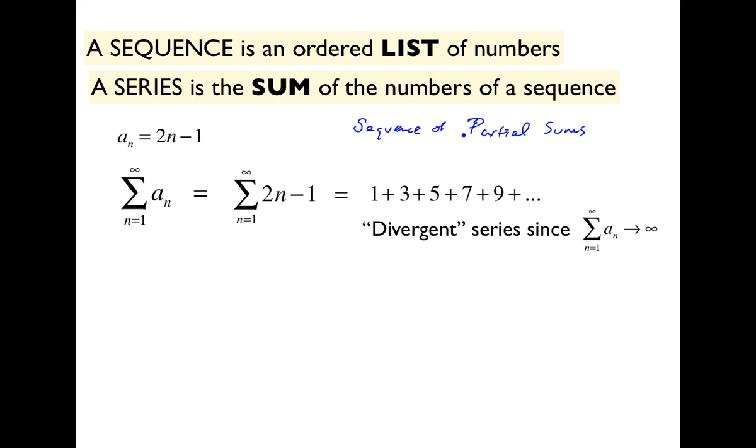So we kind of go in a circle, right? The series itself was based on a sequence of numbers. And so the series then is the sum of those numbers.